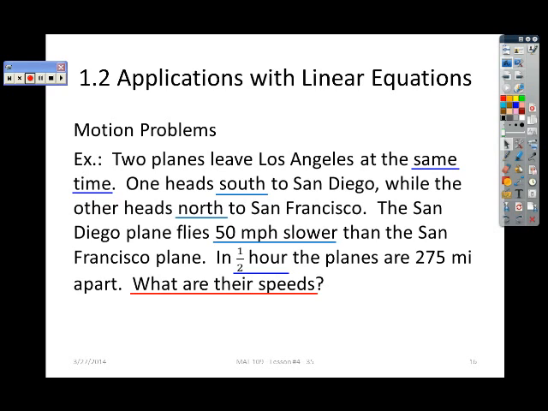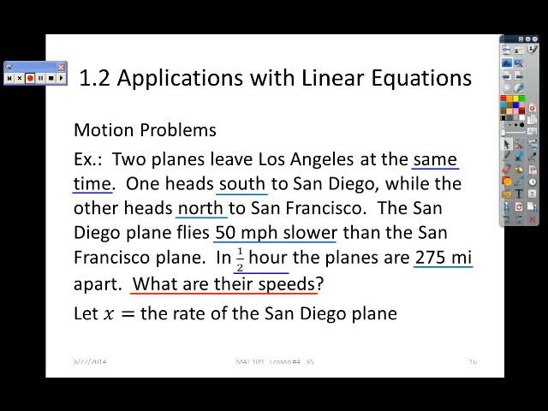50 miles slower, 275 miles. I forgot the 1/2 hour. I needed to underline that. Okay, so we're looking for their speeds. So how many speeds is that? I could use two unknowns. I'm going to use one. And I can have it be either one of the speeds I want. I'm going to make it the slower one because I like to add rather than subtract.